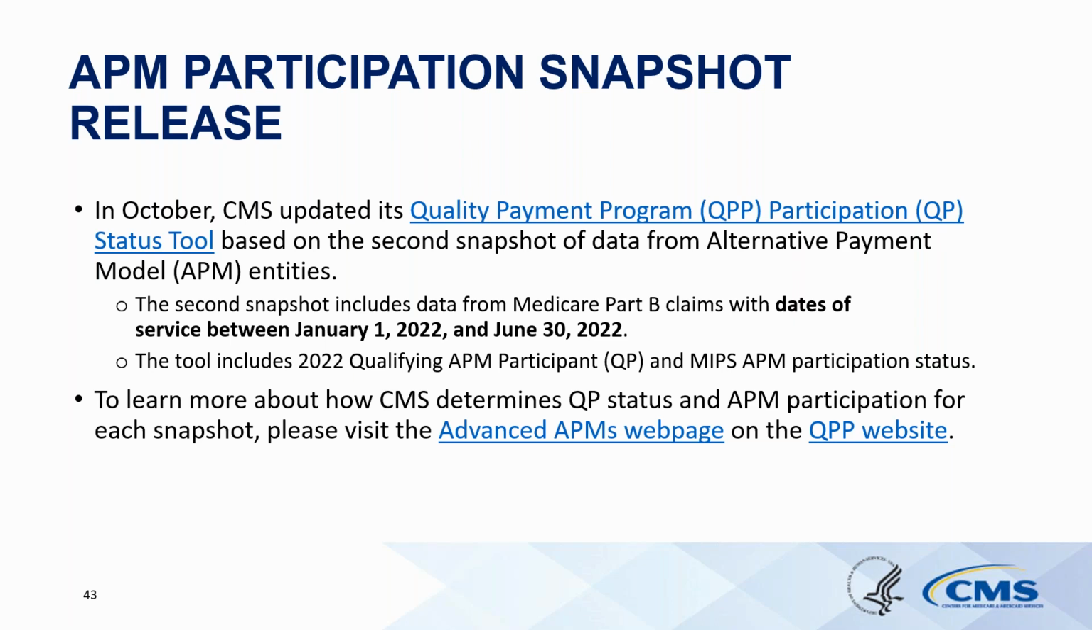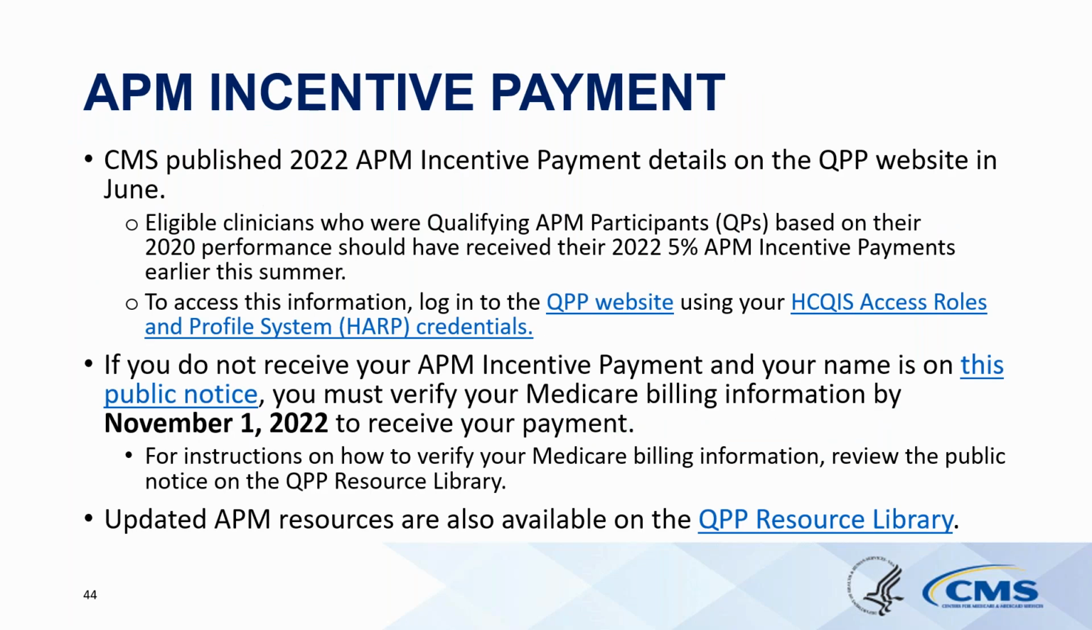Next slide, please. Lastly, with regard to the APM incentive payment, CMS published the 2022 APM incentive payment details on the QPP website in June. Eligible clinicians who were QPs based on their 2020 performance should have received their 2022 5% APM incentive payment earlier this summer. To access this information, you can log into the QPP website using your HCCS HARP credentials.